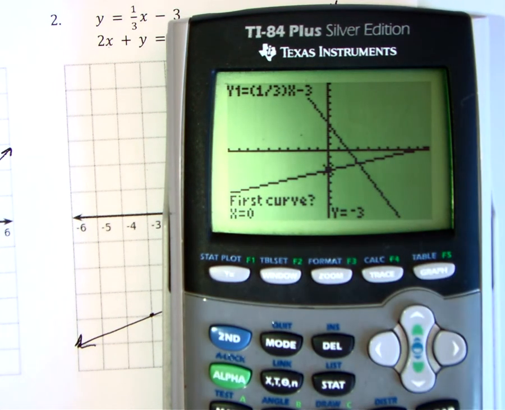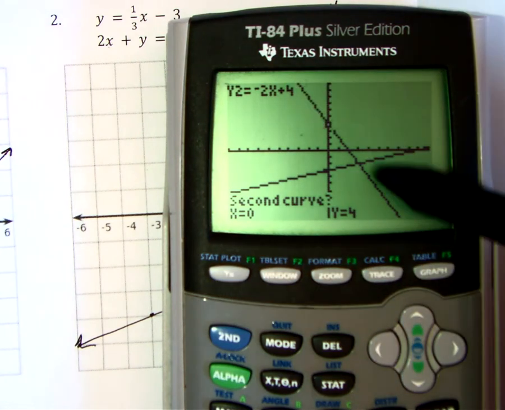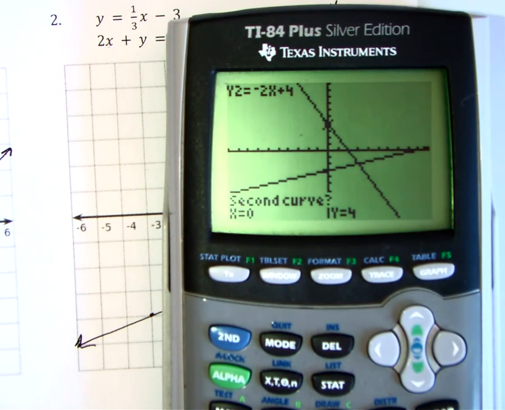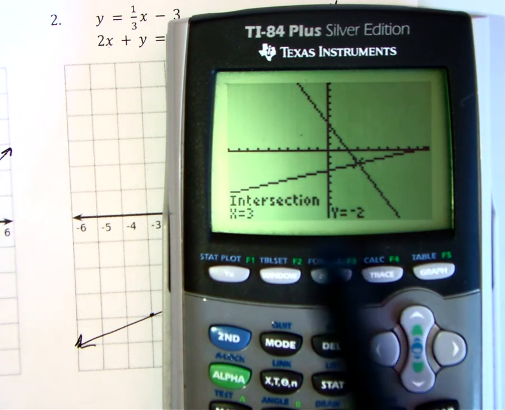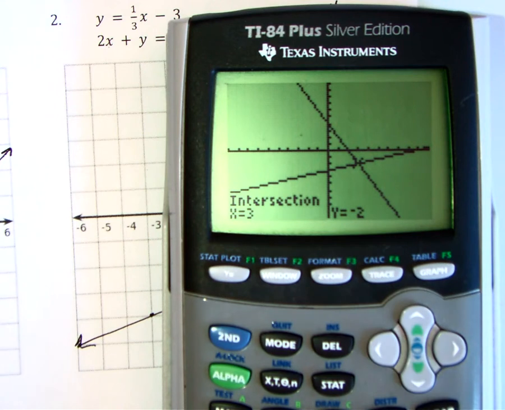So I'm going to go ahead and press enter to say, okay, that's good. The second curve is my second line. It's flashing on the second line, so I'm going to say, okay, that's good. And then it's going to ask me, do I want it to guess the point of intersection? I'm going to press enter to say yes. And we see that the intersection is the point x equals 2, y equals negative 2. That means we did everything right.